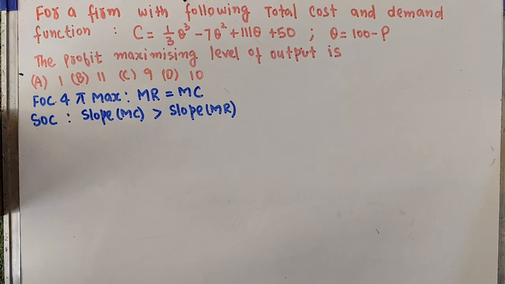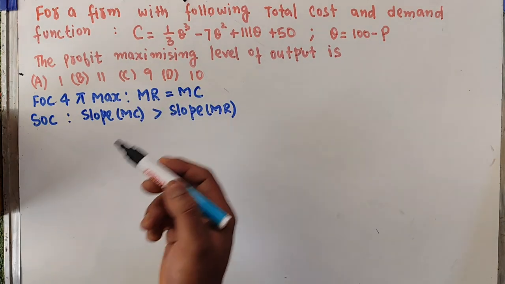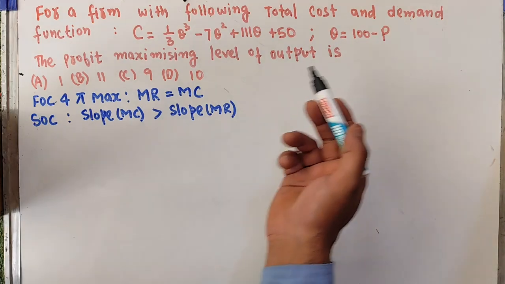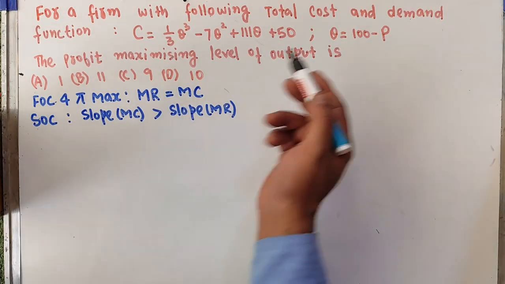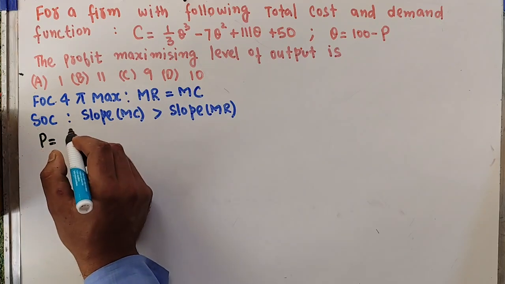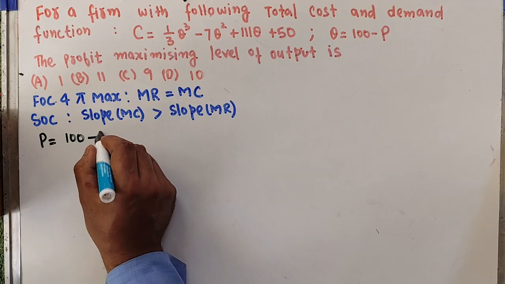So let us go to the question. First, we need to find out the marginal revenue and marginal cost. So first we need to find out the total revenue. So given this demand function, first we write it as an inverse demand function. That is, we solve this for P. That means price will be equal to 100 minus Q. Simple transposition I have done here.